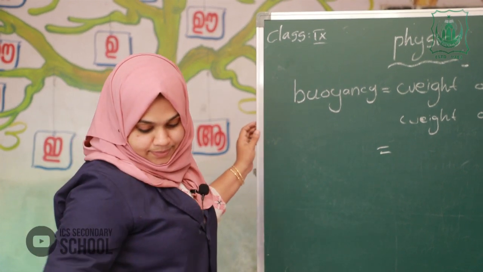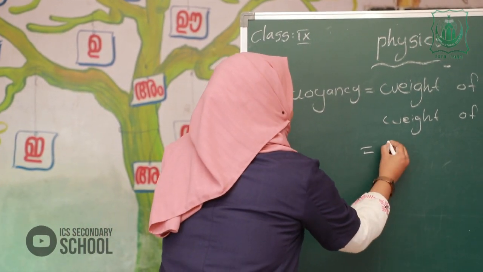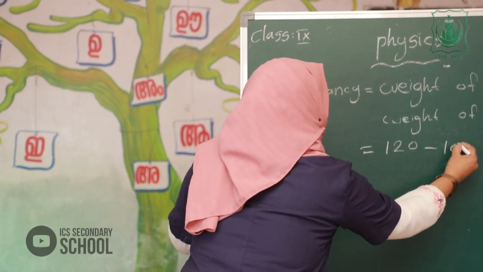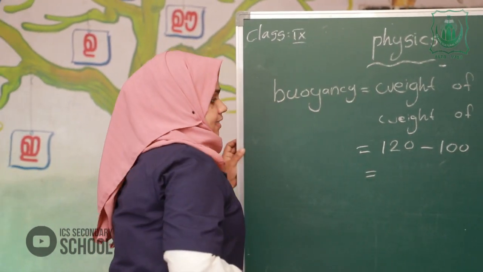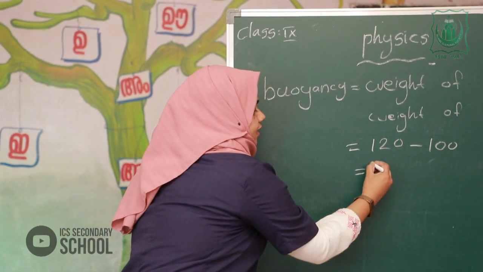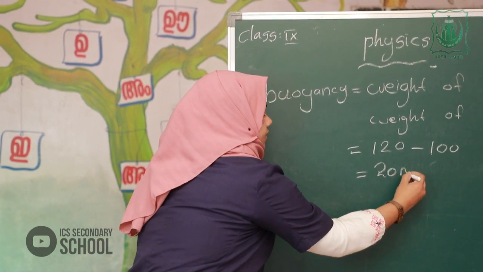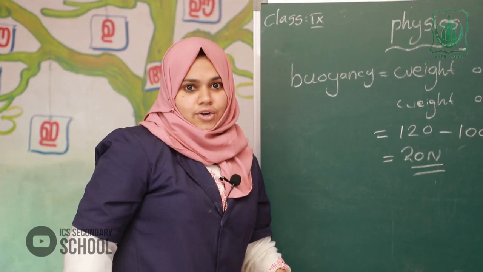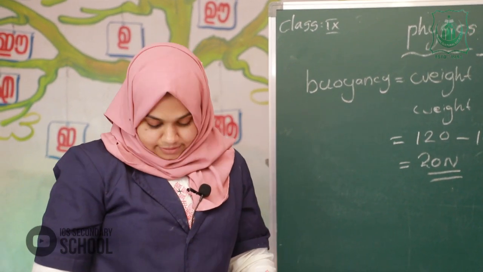What is the weight of the object in air? 120. Then what is the weight of the object in water? 100. Yes. What is the answer? 120 minus 100, what? Yes, 20 Newton. The answer is 20 Newtons. I hope all of you get this. Okay, what was the second question?